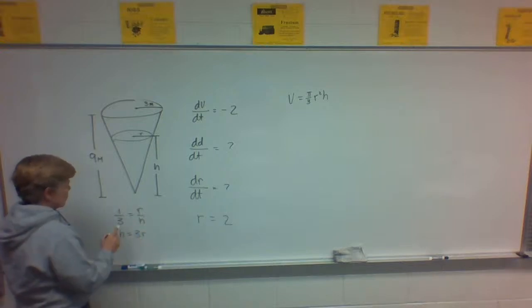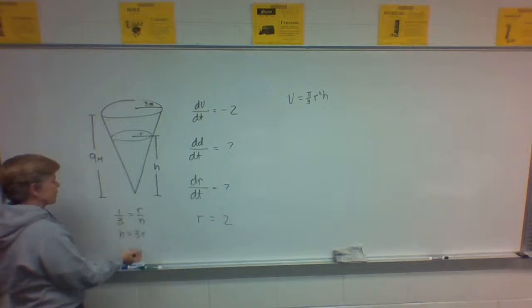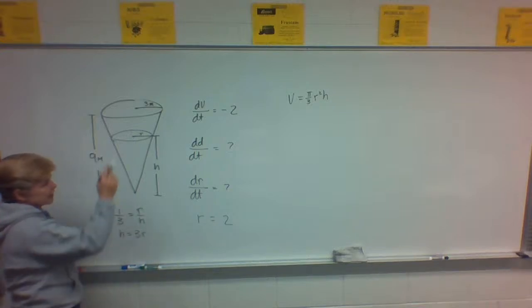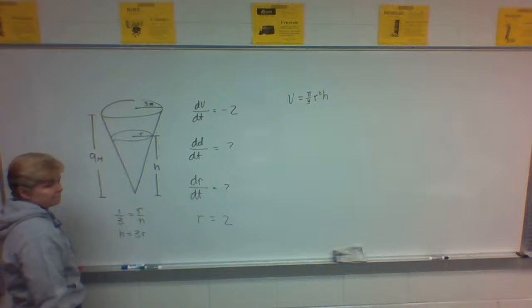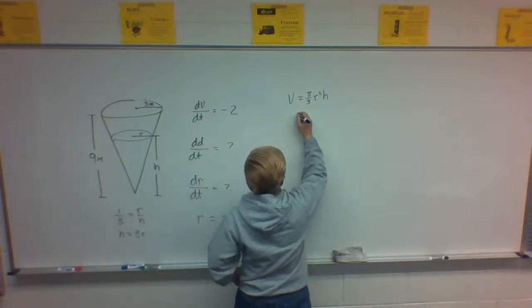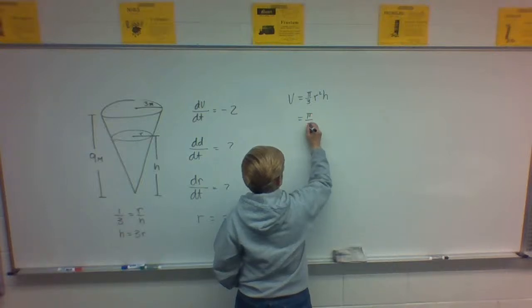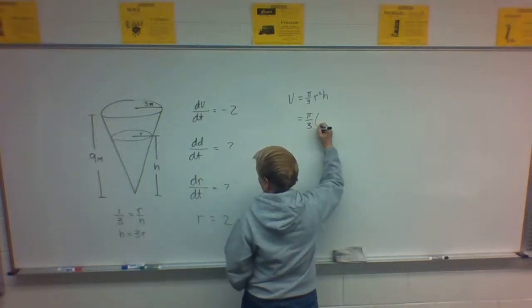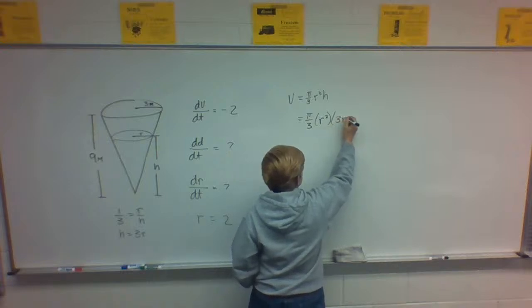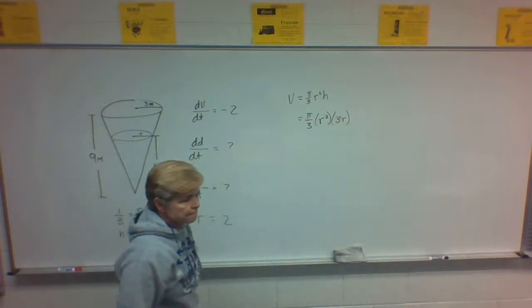My question is, do I want h equals something with an r in it, or do I want r equals something with an h in it? H with an r. We want to replace h with something with an r in it because the problem is about the change in r, right? Okay. So that's solved the way I want it. It's going to be pi thirds, and it will be r squared, but instead of h, it will be 3r. Is that okay?